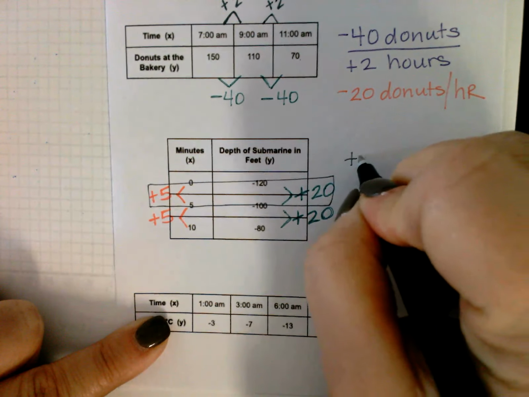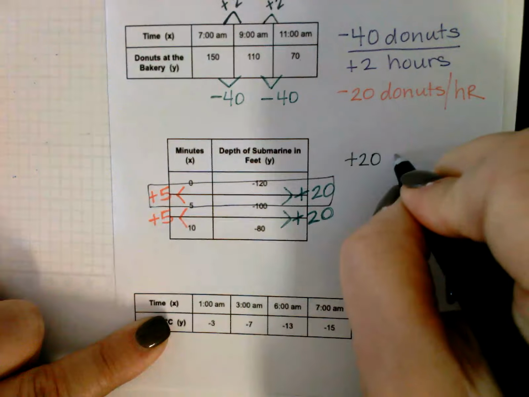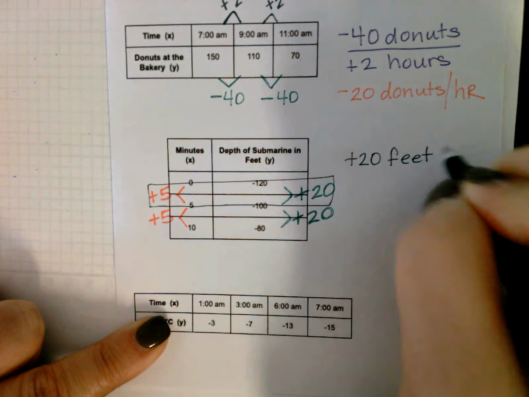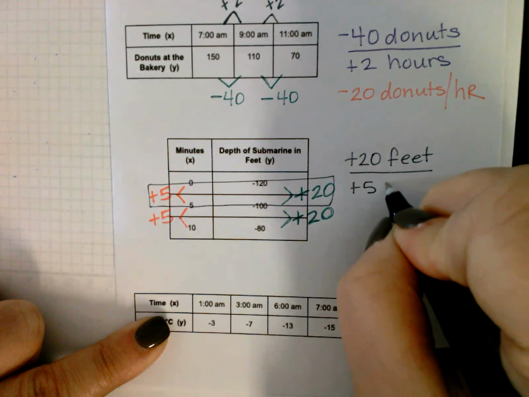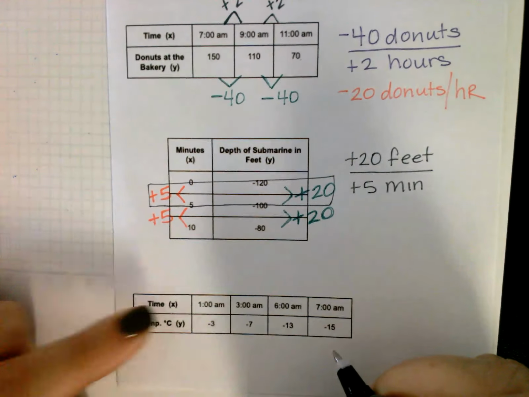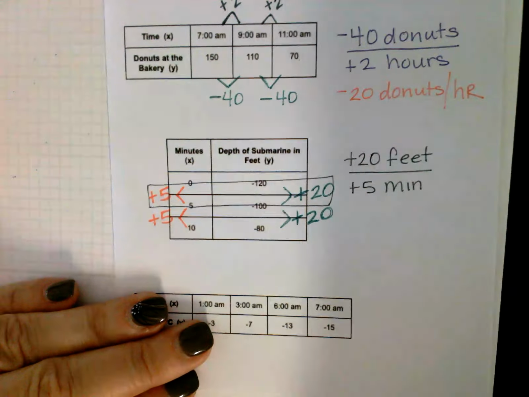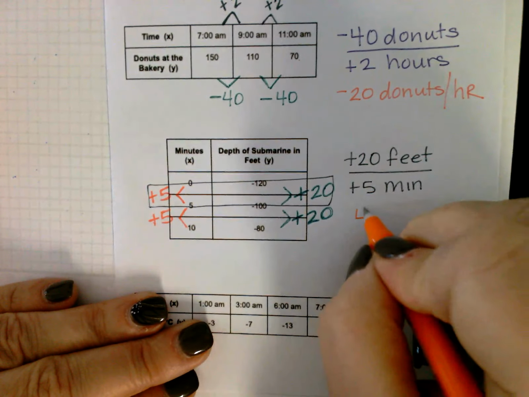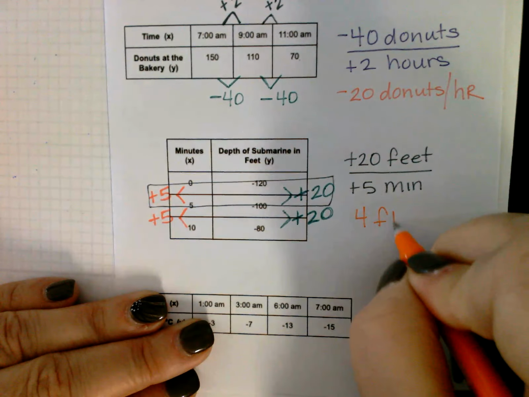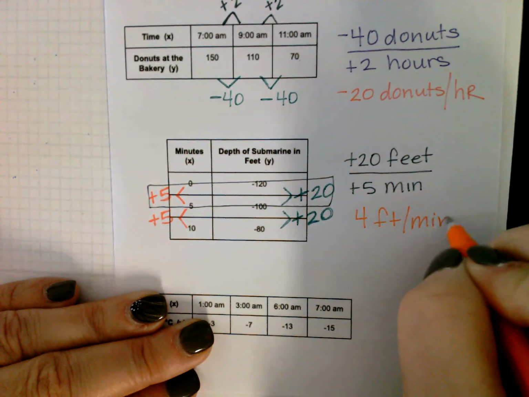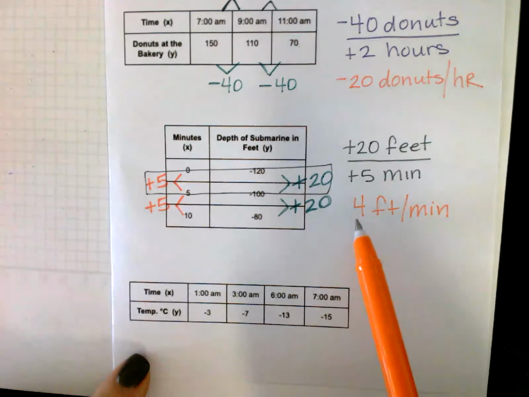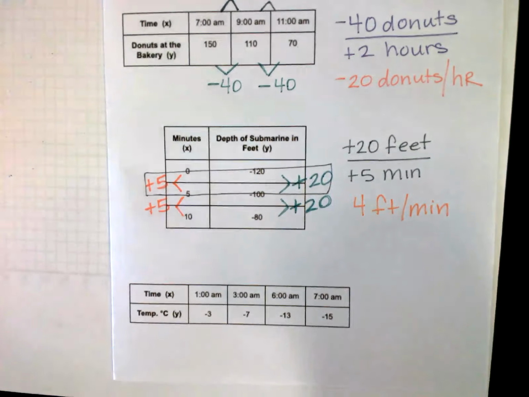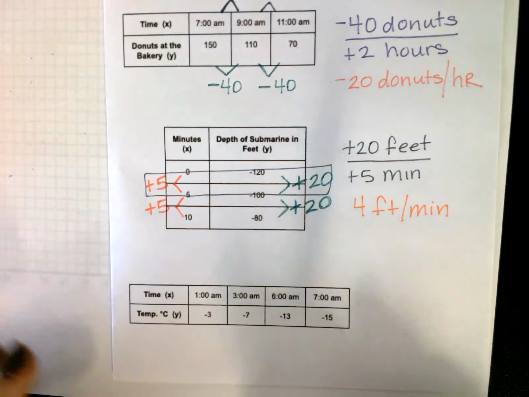So plus 20 feet over plus 5 minutes. When I reduce that fraction, I end up at a positive 4 feet per minute. So the submarine is slowly returning to the surface at a rate of 4 feet per minute. Excellent job.